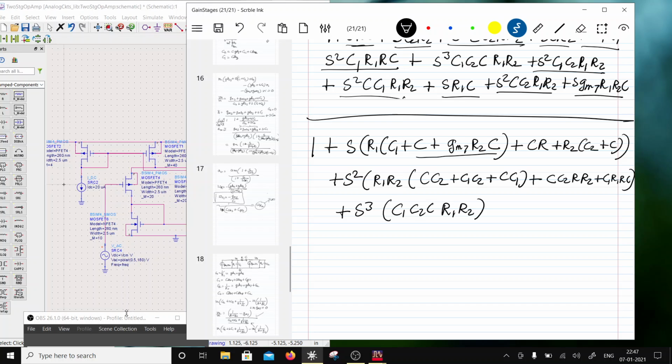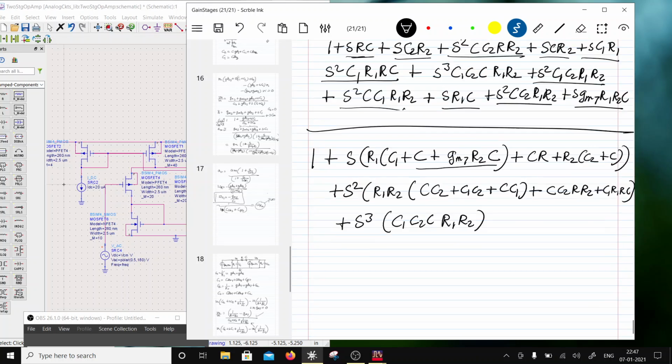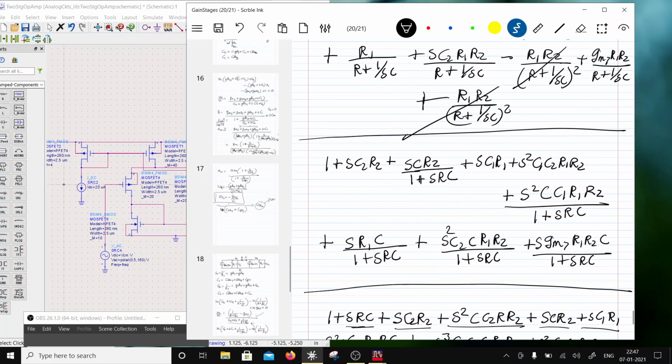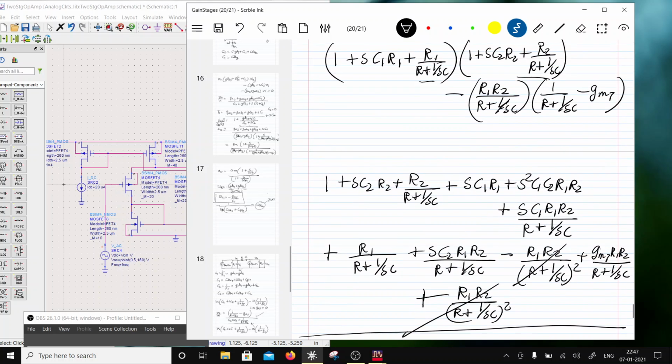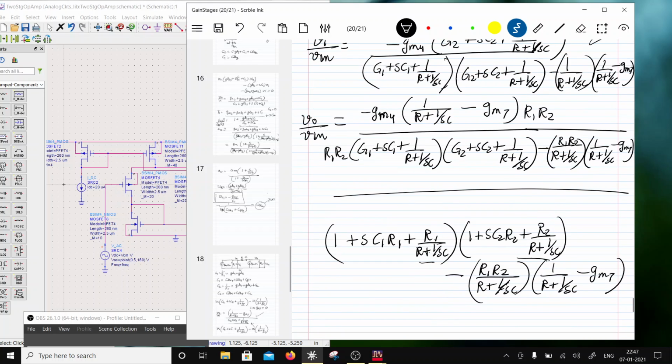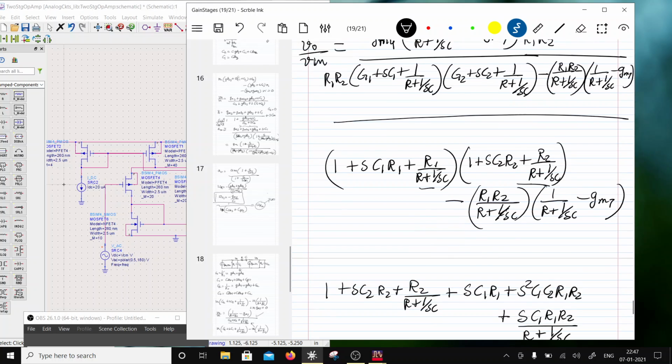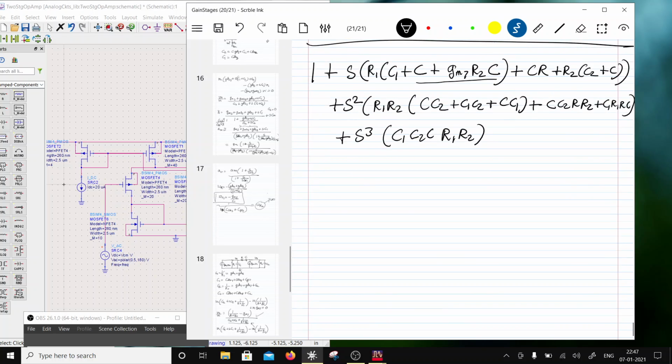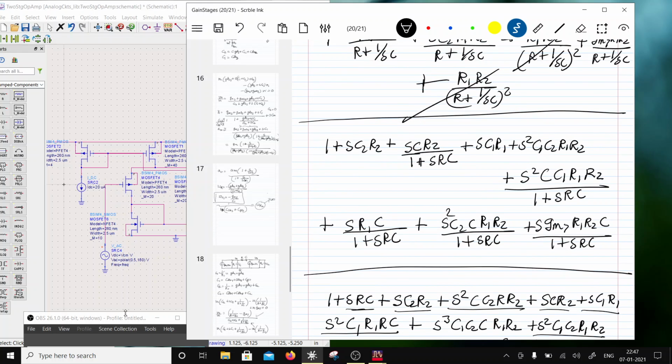Okay, now, so this is the denominator. What happened to the numerator? I have to multiply this with 1 plus SCR. Okay, so let's go to VO by V in over here. So what I can write, VO divided by V in, which is AV, is minus GM4 times of R1, this is first gain, GM7 times of R2, isn't it? GM7 times of R2, right?